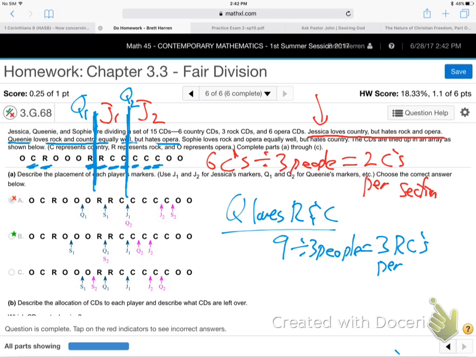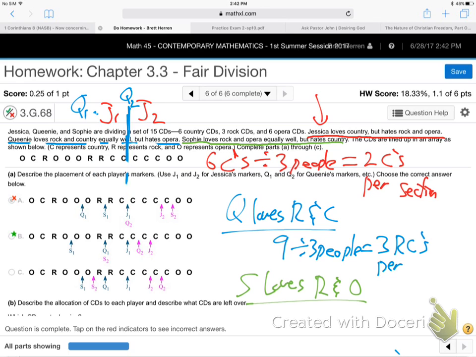And lastly is Sophie. How does Sophie feel? Sophie loves rock and opera equally well, hates country. Sophie loves rock and opera. R and O. How many R and O's are up there? Do the same thing. Just count them up, divide by 3. So let's see how many R and O's.